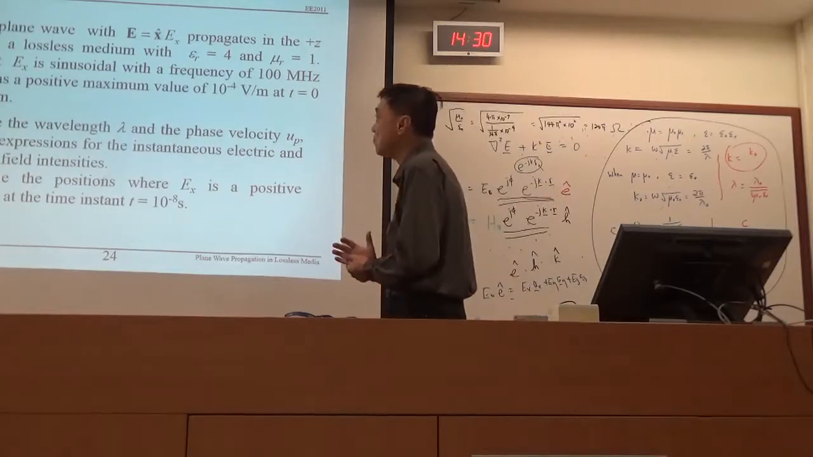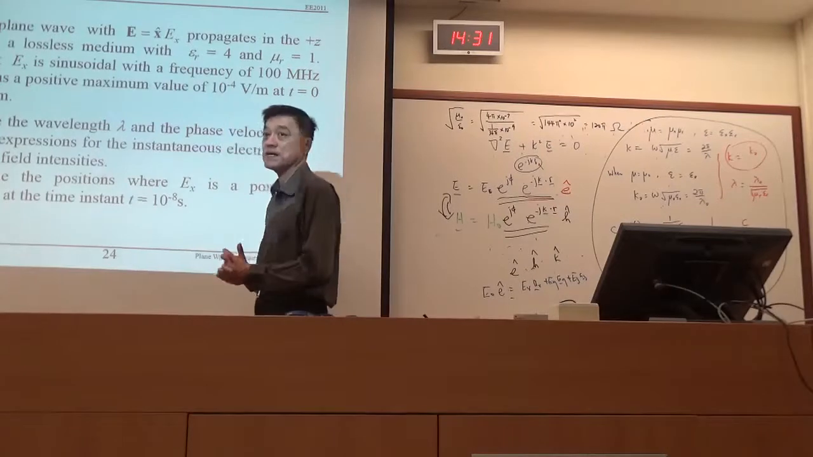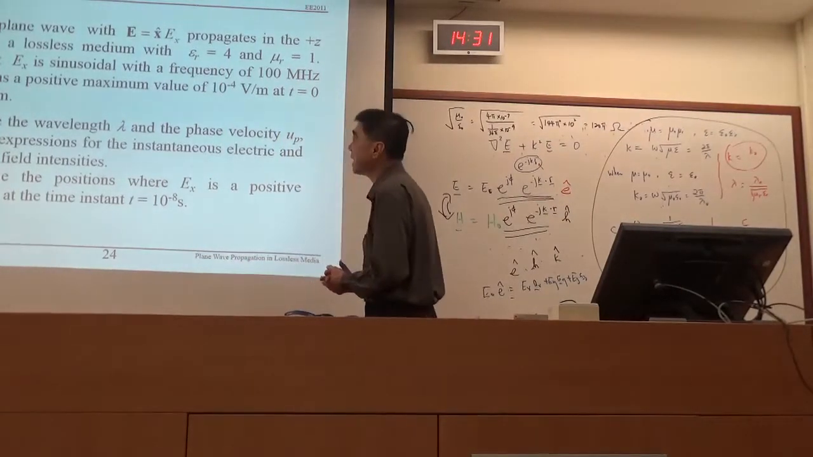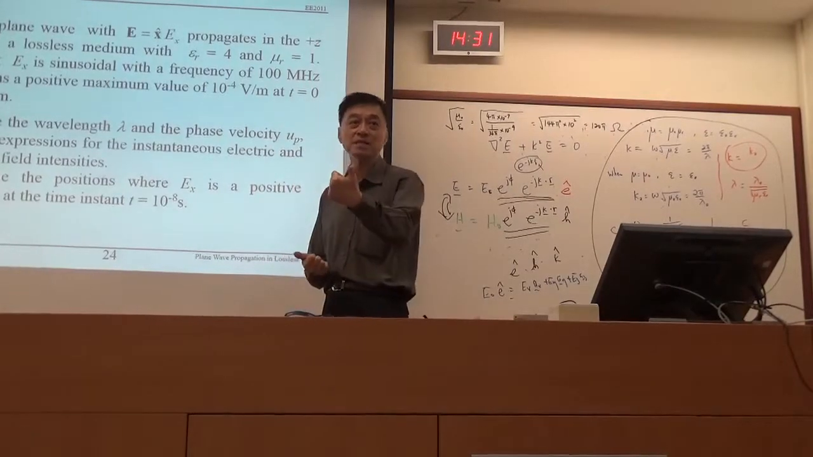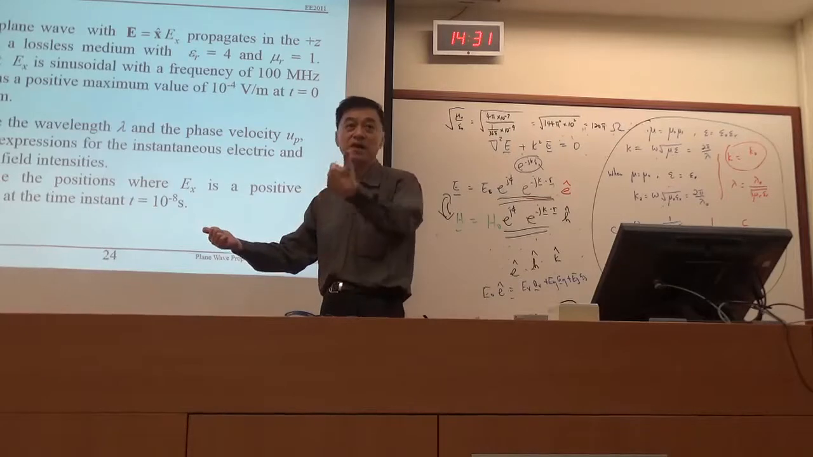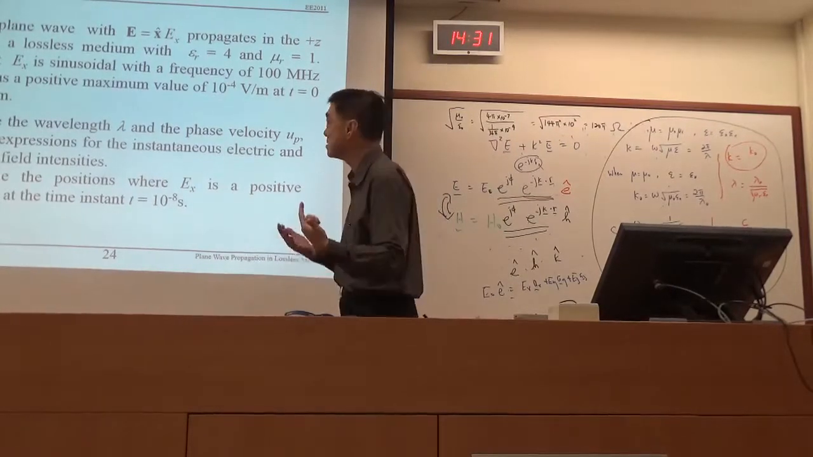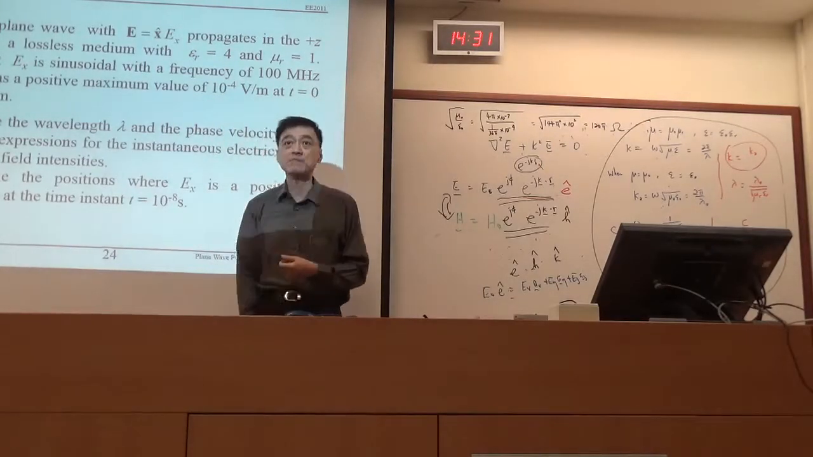A uniform plane wave with E equal to Ex, polarized in the x direction, propagates in the plus z direction. Okay, very simple. E is polarized in the x direction, propagating in the z direction. That means H must be in the y direction. So simple. Lossless medium, epsilon r equal to 4.